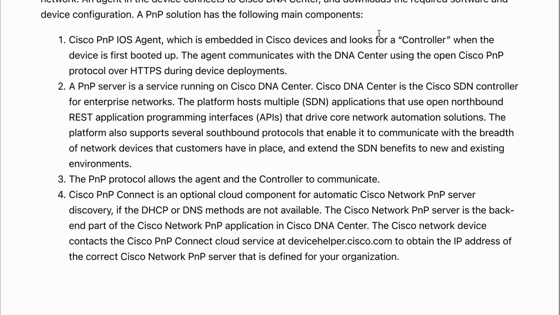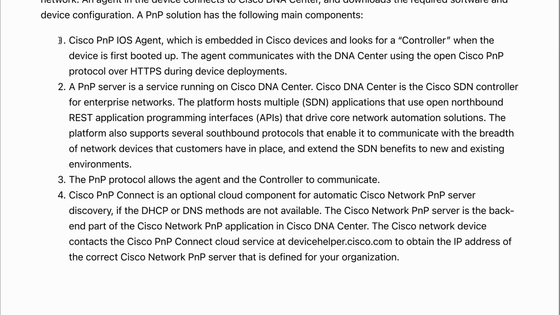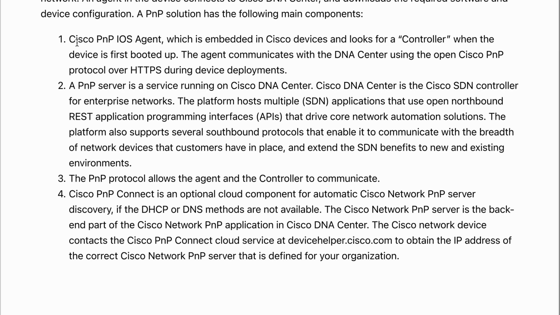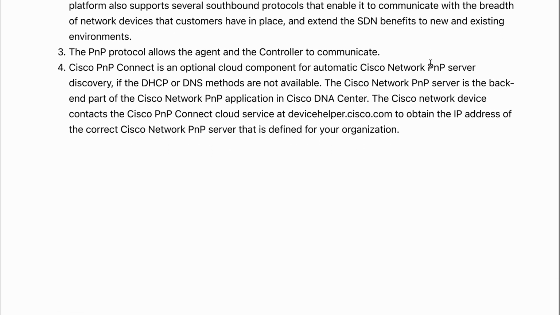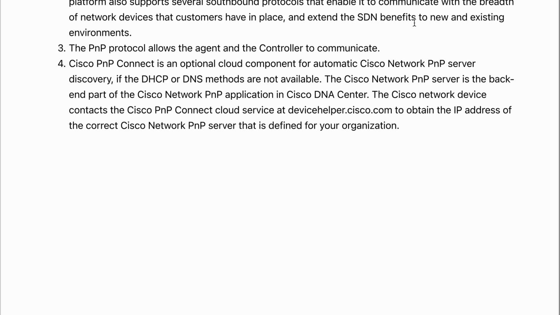An agent in the device connects to Cisco DNA Center and downloads the required software and device configuration. A PnP solution has the following main components. 1. Cisco PnP IOS agent, which is embedded in Cisco devices and looks for a controller when the device is first booted up. The agent communicates with the DNA Center using the open Cisco PnP protocol over HTTPS during device deployments. 2. A PnP server is a service running on Cisco DNA Center.